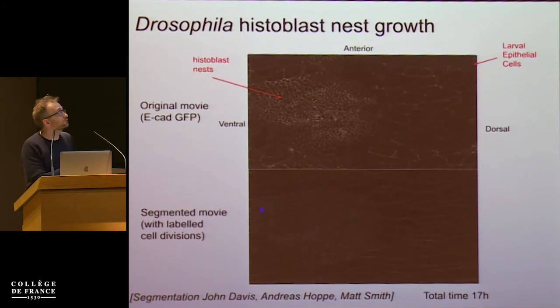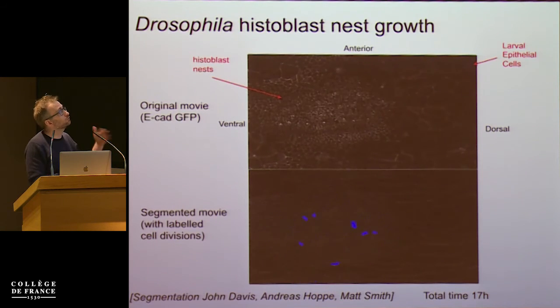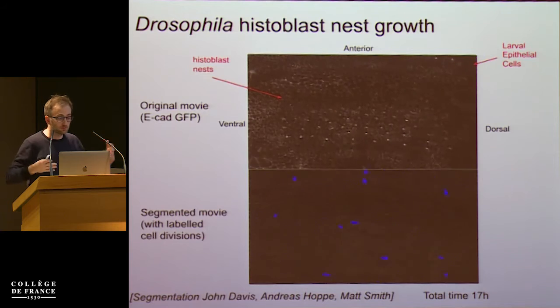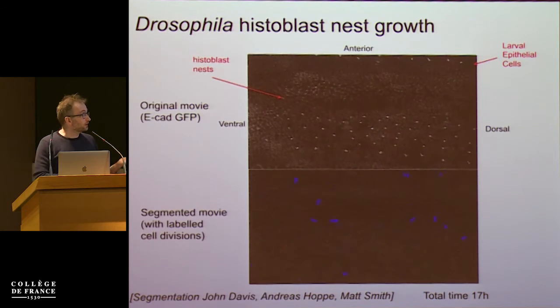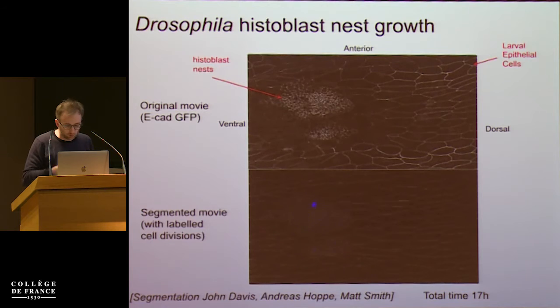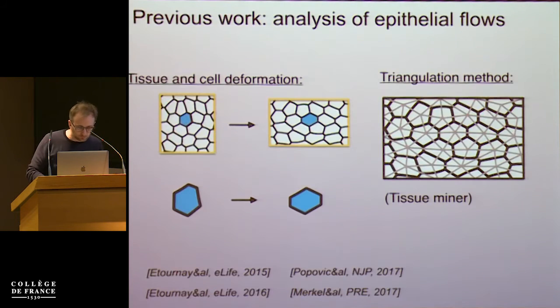Okay, so, and I should say it's more challenging than usual to quantify, to segment these tissues because the cell division makes it very heterogeneous. So we have used, with Matt Smith in my group, deep learning to help us doing this. Okay, and then we want to analyze these movies, and we need a way to quantify what is going on.